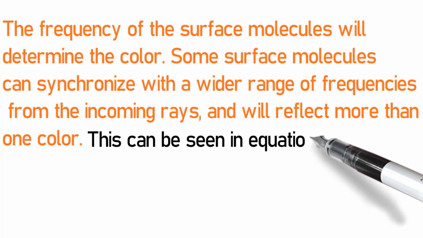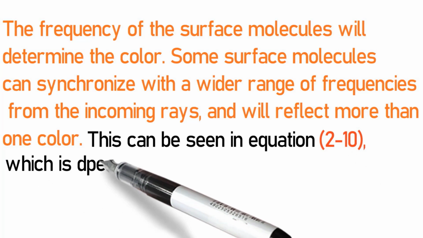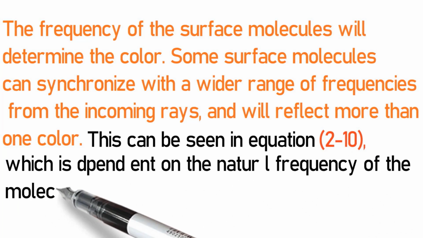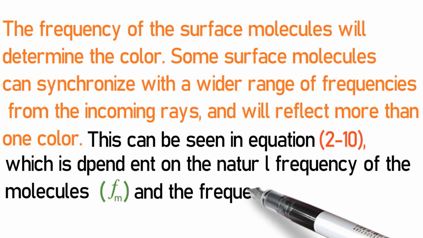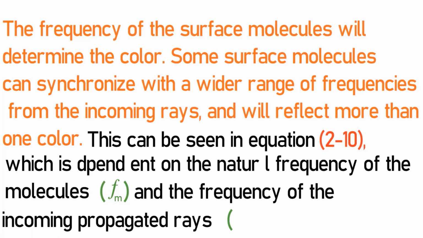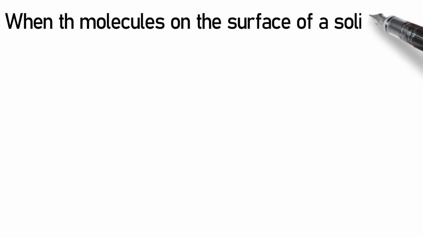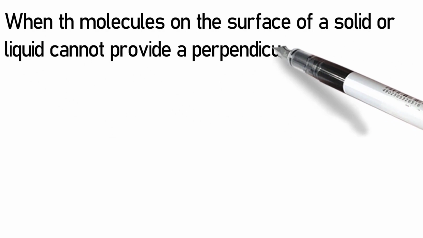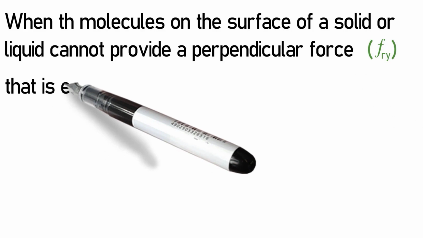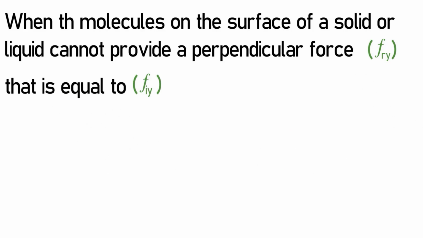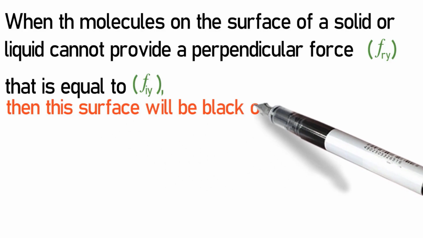This can be seen in equation 2.10, which is dependent on the natural frequency of the molecules, F sub m, and the frequency of the incoming propagated rays, F sub p. When the molecules on the surface of a solid or liquid cannot provide a perpendicular force, F sub ry, that is equal to F sub iy, then the surface will be black or transparent.